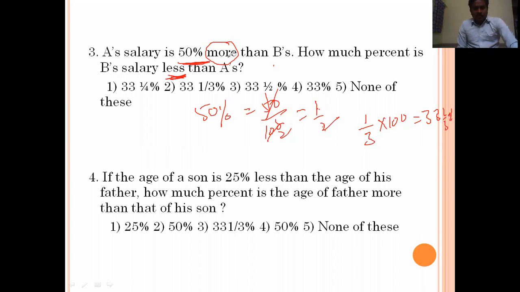So once again listen here. Whenever we solve this type of problem, where the more than value is given and we want to find the less than value, or the less than value is given and we want to find the more than value in percentages, first we convert the given percentage into a fraction. Suppose we are going to find the less than value, we write the numerator as it is, and in the denominator we write numerator plus denominator, into 100. So 100 by 3 means 33 1 by 3%. That is option number 2, the right answer.